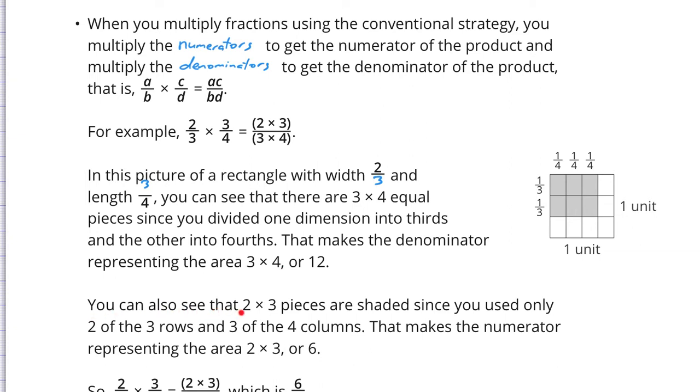You can also see that 2 by 3 pieces, 2 times 3 pieces, are shaded since you used only 2 of the 3 rows and 3 of the 4 columns, right? We used 2 out of 3 and 3 out of 4, and that's the area we shaded. So that makes the numerator 6, 2 times 3. So that means that 2/3 times 3/4 is just 2 times 3 over 3 times 4, which is 6/12, which is also, if you move this down and this one down, exactly half.